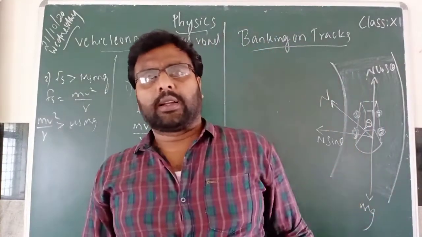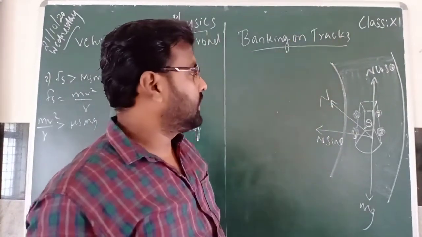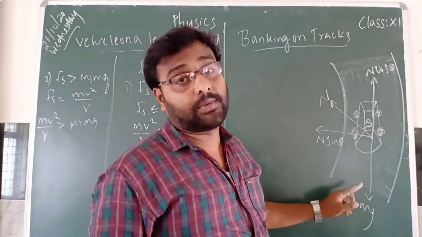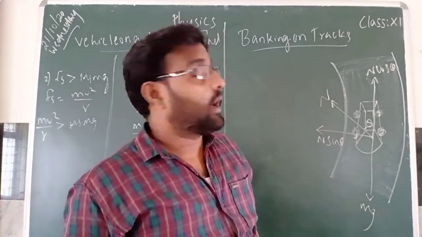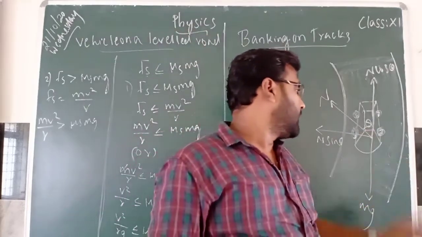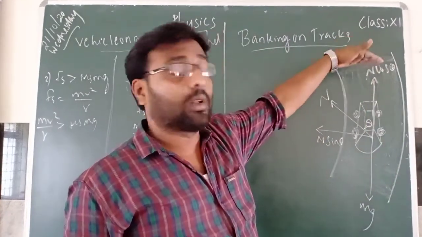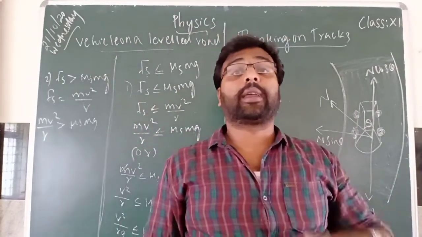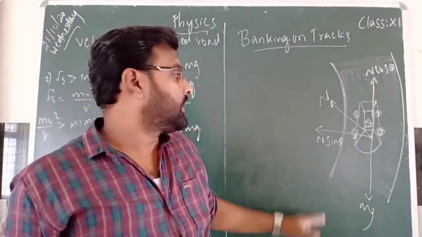Now, assume that a vehicle is moving on a banked track. There are some forces acting on it: the normal force acting upward, and the gravitational force acting downward. Now there is an angle between this normal force and the vertical. So the normal force can be resolved into two components, n cos theta and n sin theta, due to this banking angle.